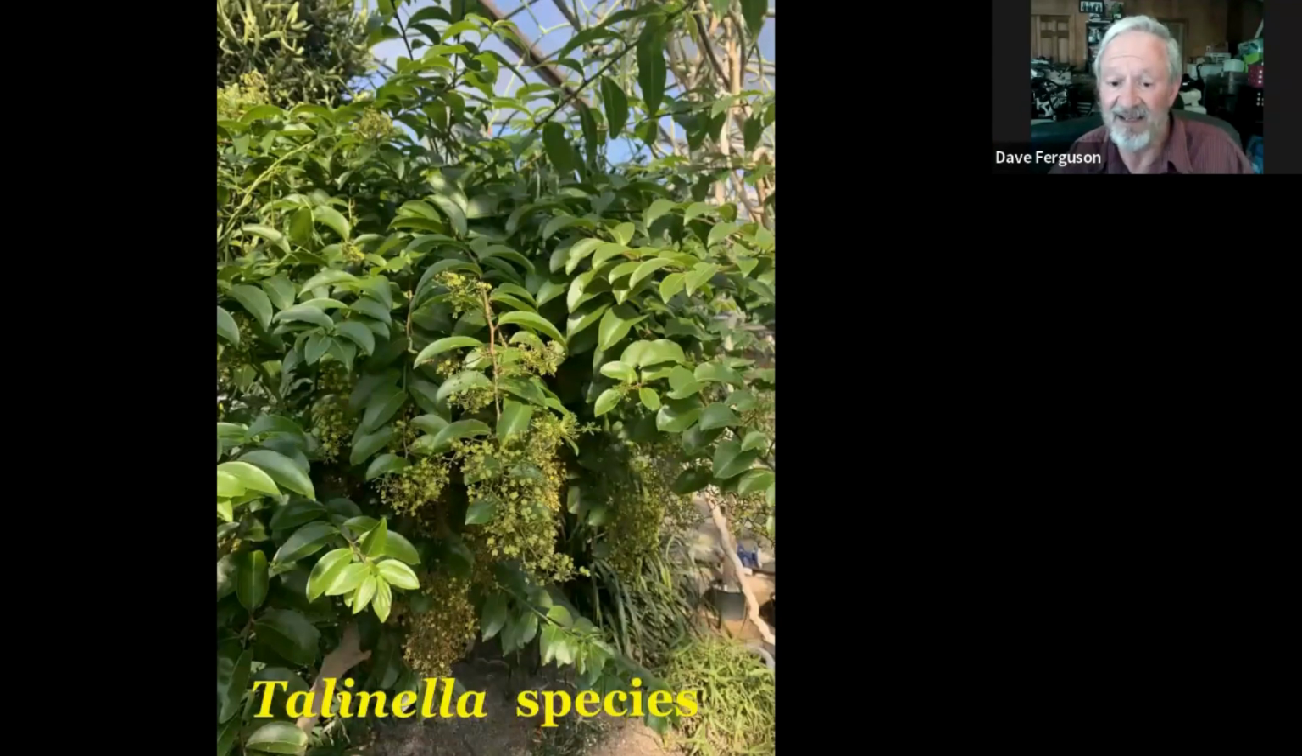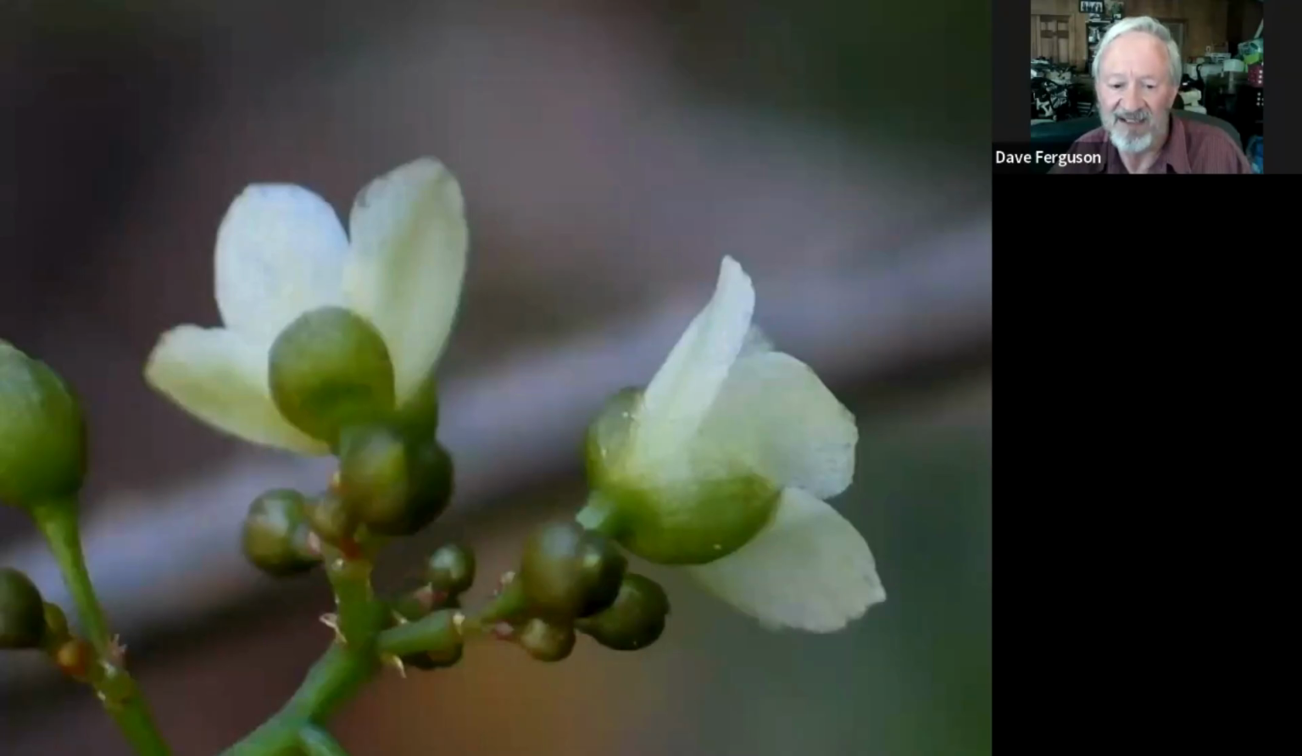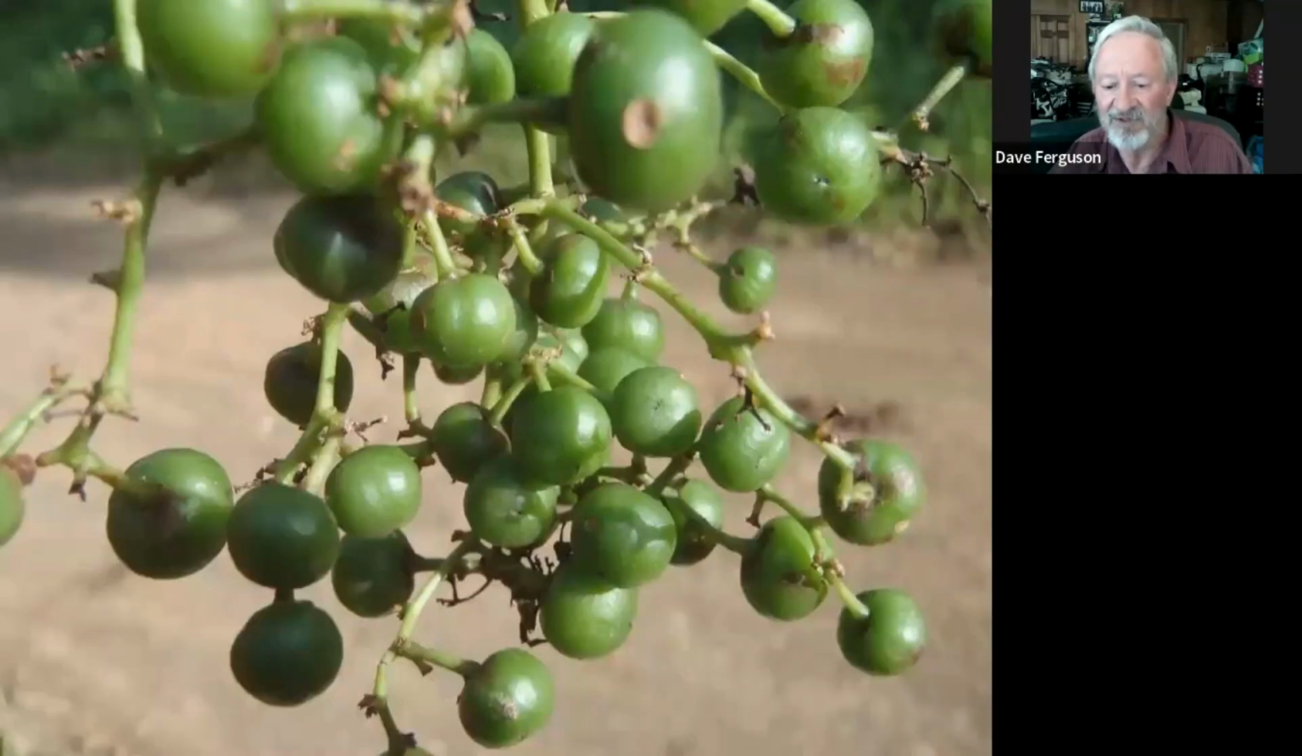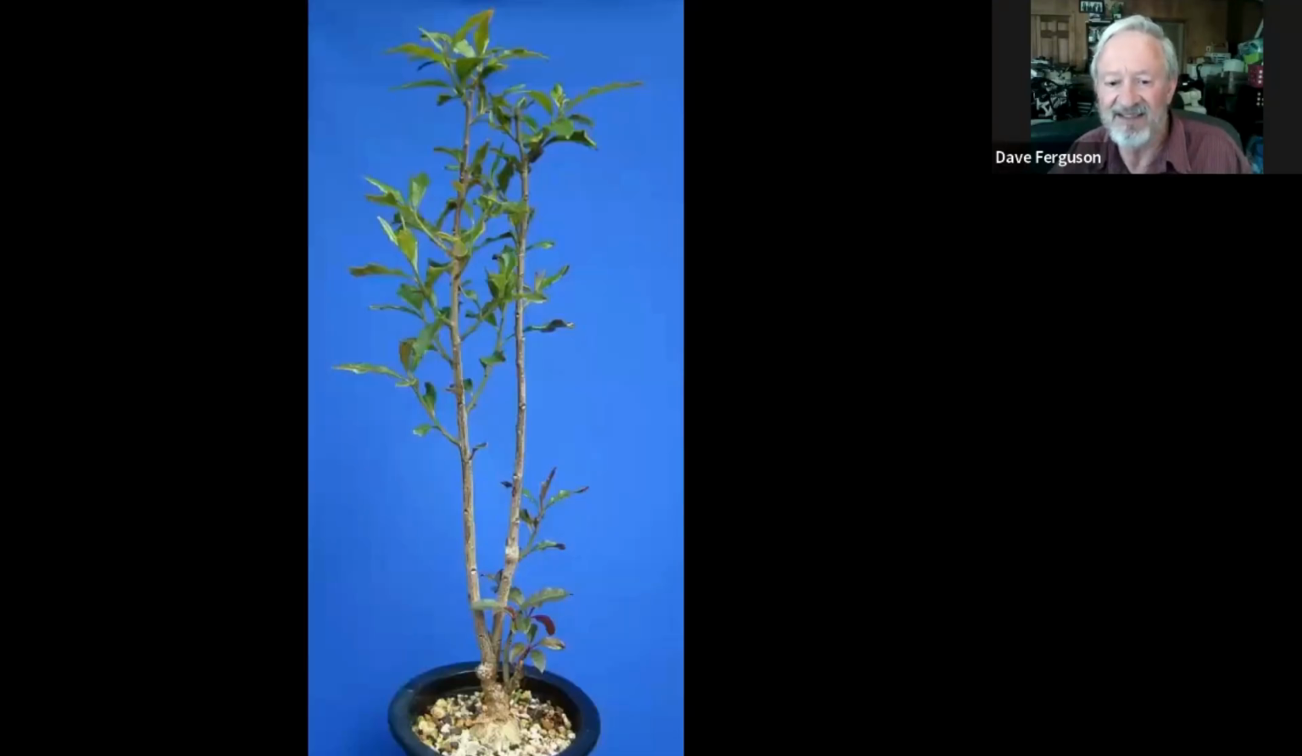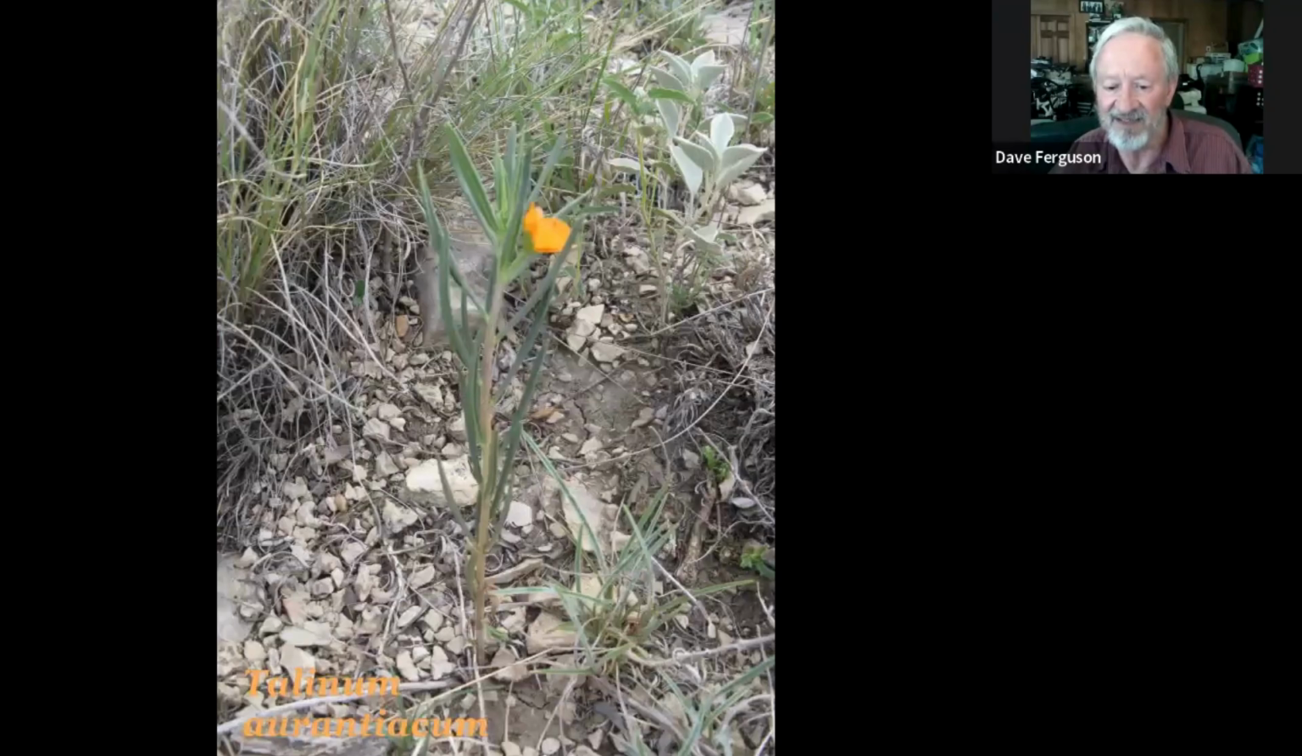So Talinella from Madagascar or from Eastern Africa. This thing's a shrub, and it has berries. The fruits don't split open like on most of these. These are Talinellas, and these are not very similar to Phemeranthus.